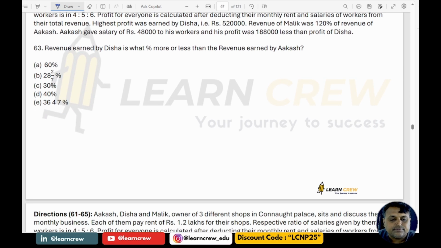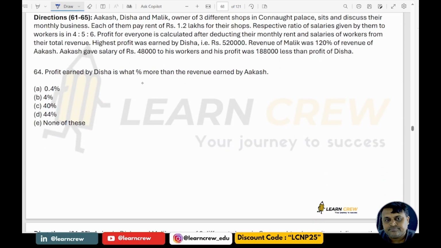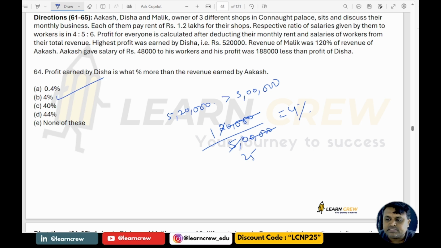63. Revenue earned by Disha is 7 lakhs. Is how much more or less than Akash, 5 lakhs? 7 is more than 5 by 2. 2 by 5 means how much? 40%. Next, 64. Profit earned by Disha, 5,20,000, is how much percentage more than the revenue of Akash, 5 lakhs? It is 20,000 on 5 lakh. 4 zeros cancel. 1 by 25, which means 4%. So the answer is 4%.